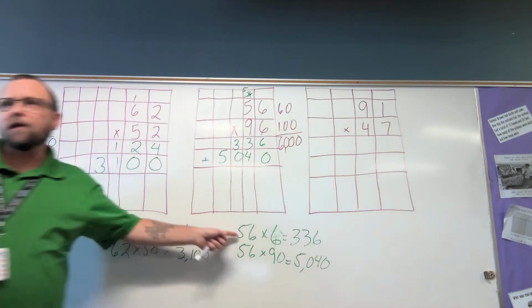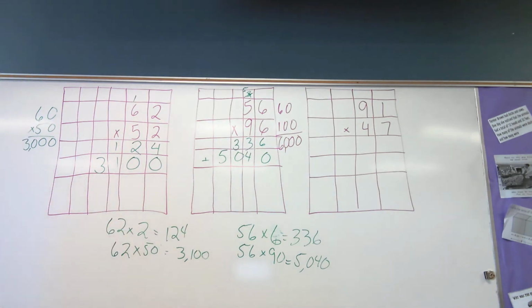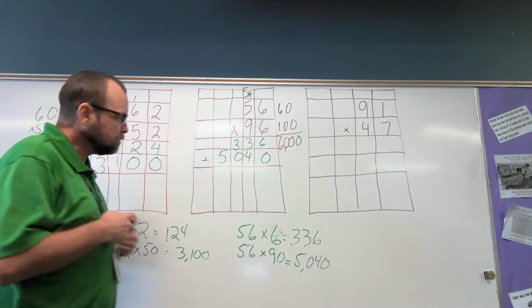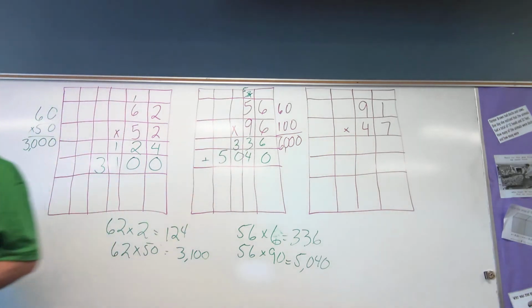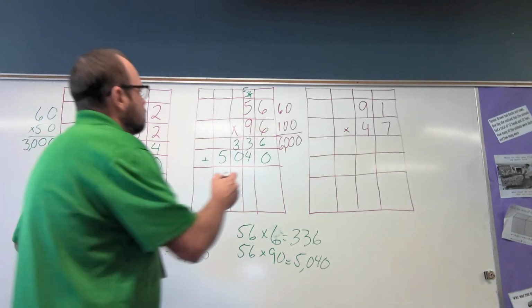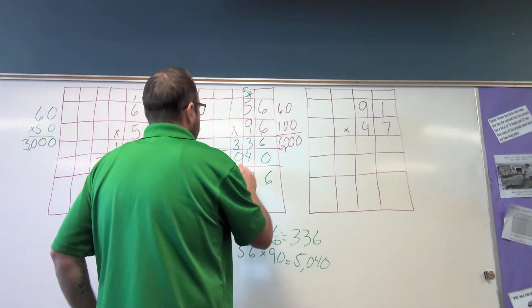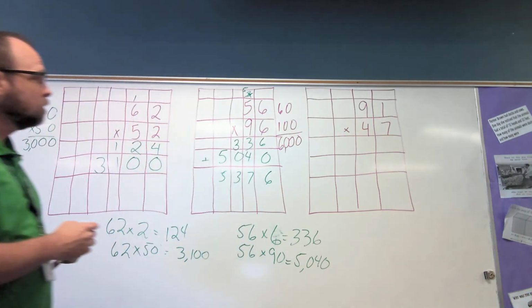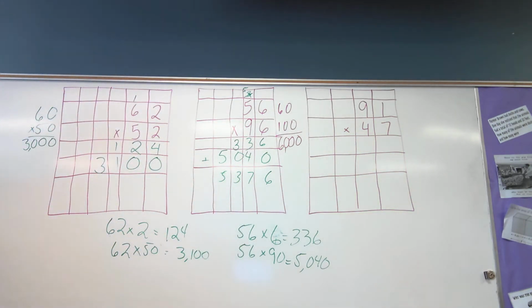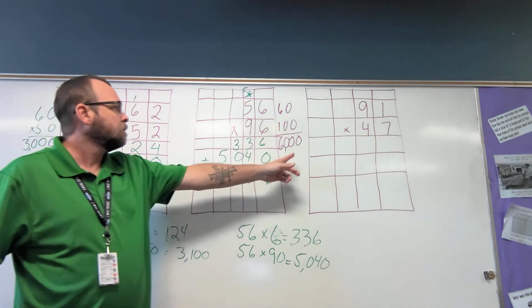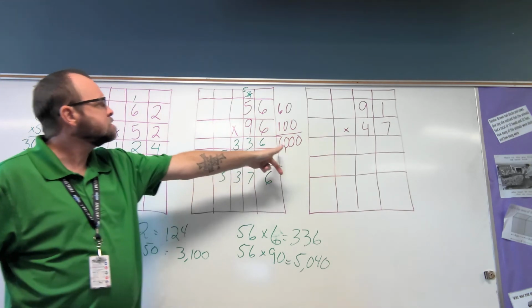See, sometimes breaking it up like that is easier. Sometimes people use the box method. My daughter says she likes that method better, that she's learned. And then I need to find the sum of those two products. So I get 6,735, which is in the area of my answer here.